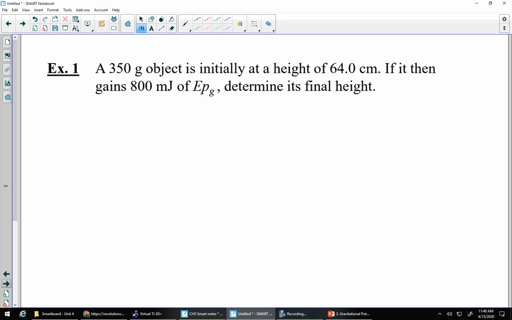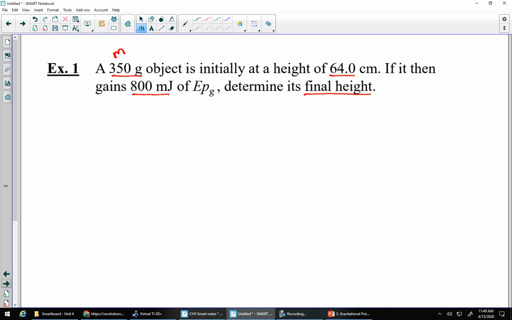Okay, but let's check out an example here and see how this all fits together. We get a 350 gram object initially at a height of 64 centimeters. It then gains 800 mJ, that's millijoules, of gravitational potential energy. Determine its final height. Okay, so let's work with some of these numbers.